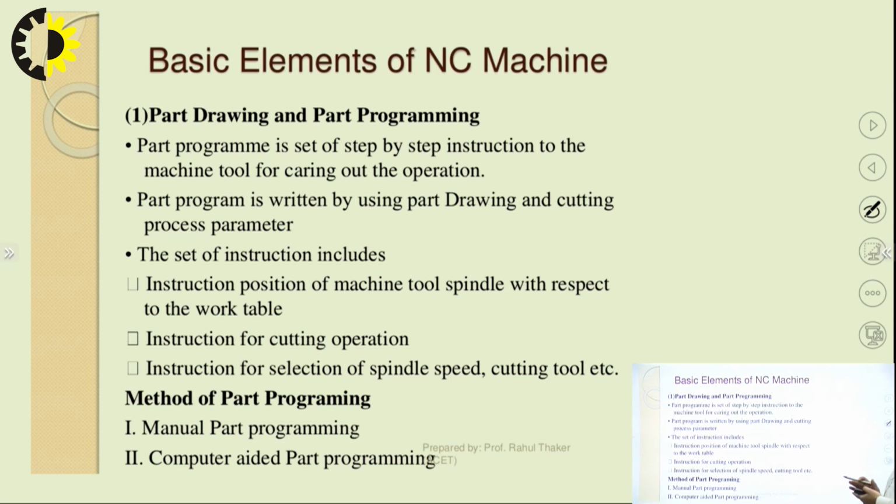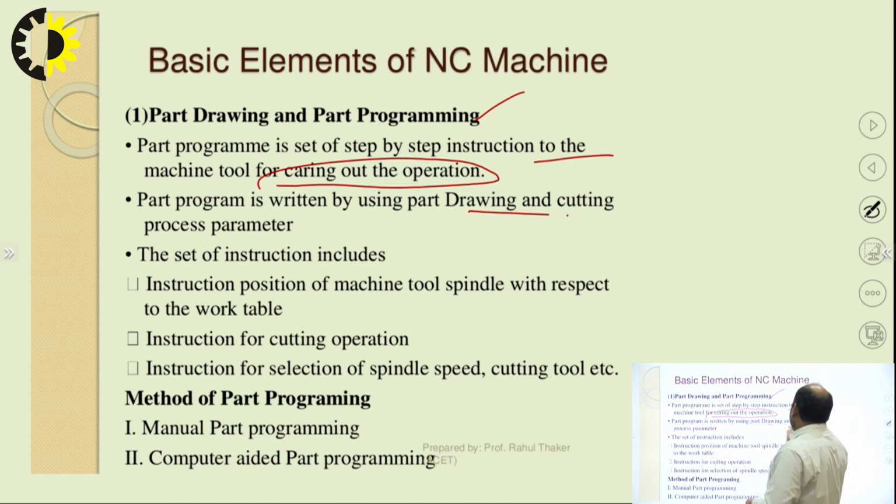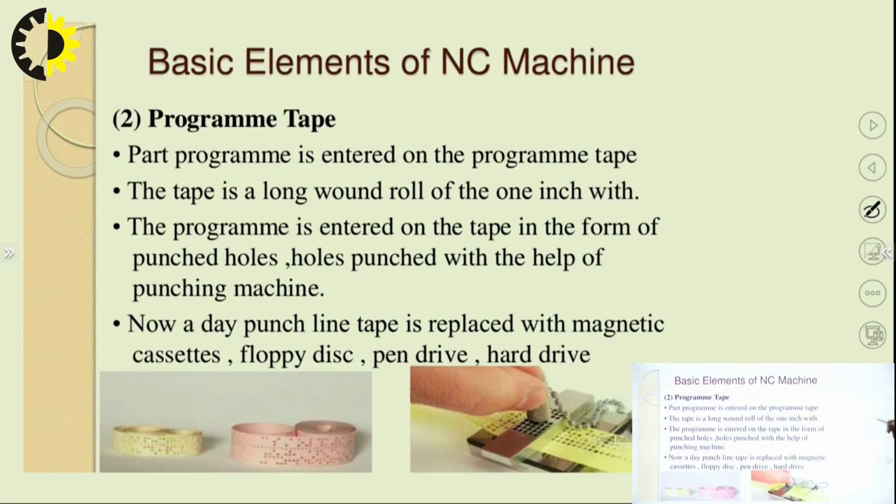Now the details of part drawing and part programming. The part program is a set of step by step instructions, which we have seen in earlier slides, to carry out the operations. The instructions are written using the drawing and cutting process parameters. The methods of programming we have seen: the first is manual part programming and the second is computer aided programming.